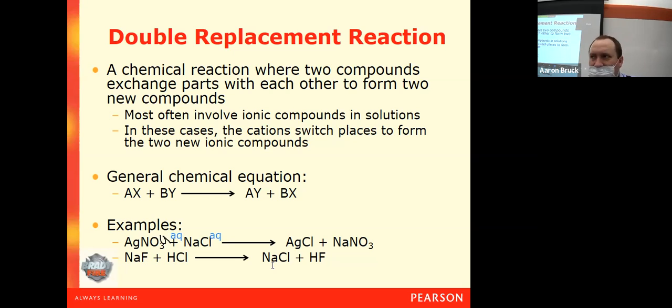Silver nitrate and the sodium chloride, both in solution. Sodium nitrate in solution. But you can see, if we look at it from the standpoint of switching, even though a lot of the stuff is still in solution, we're switching partners. The silver was with the nitrate, now it's with the chloride. The sodium was with the chloride, now it's with the nitrate.